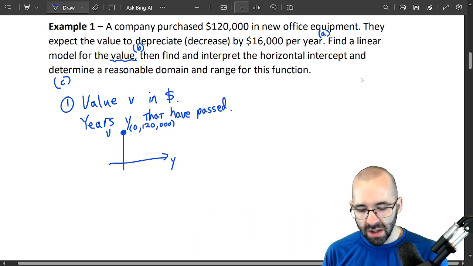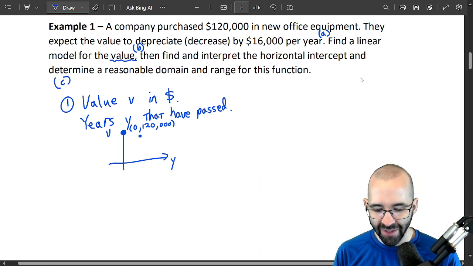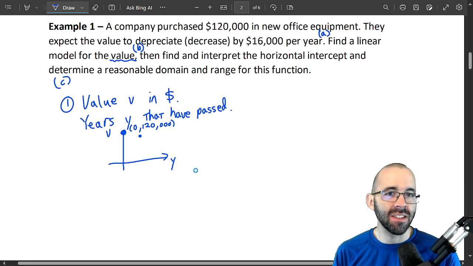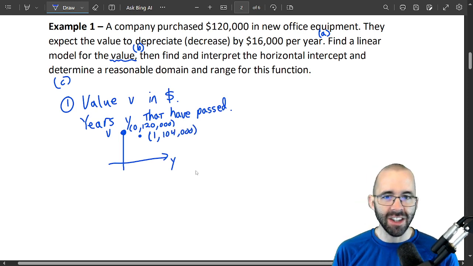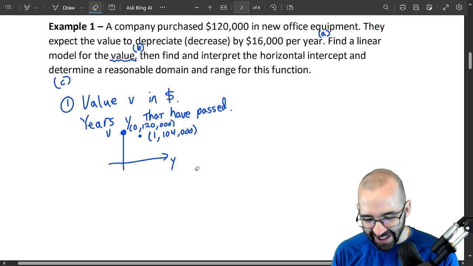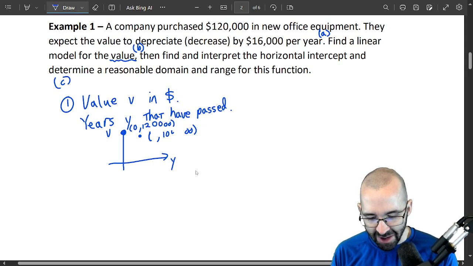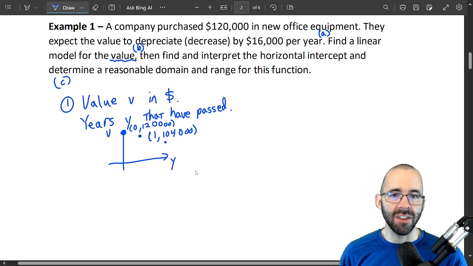So after 1 year, that will have gone down by 16,000. So now we'd be at 104,000 after 1 year. And then another year, it's going to go down by another 16,000. Well, I really shouldn't use commas here, right? We're using commas for ordered pairs. So it'd be kind of weird to use commas for multiple things. And then we could draw another point and so on. And we can see a picture of what's going on here.